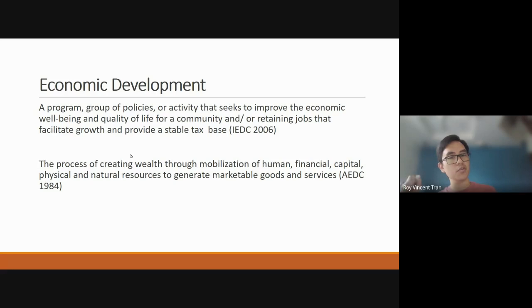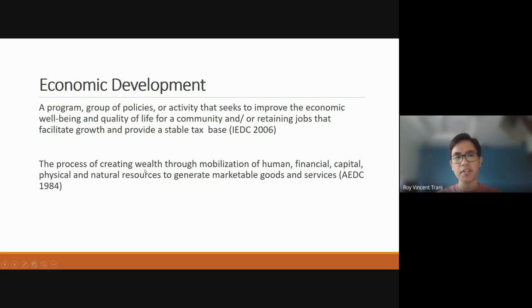So for any city to grow, there needs to be, as we mentioned before, agglomeration of economic activity, meaning there needs to be a population where they live, work, and create those jobs, create those economic activities. So the goal of economic development is to improve or maintain that stable tax base, because that's the main source of revenue for cities and governments.